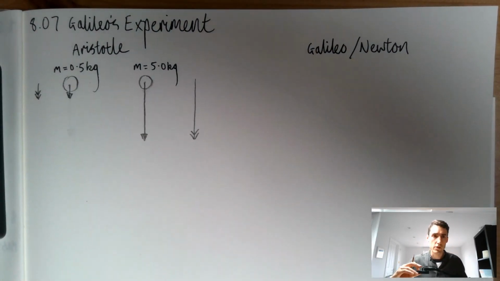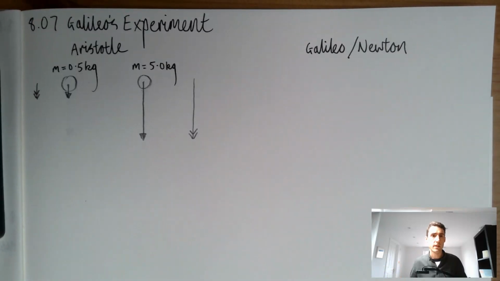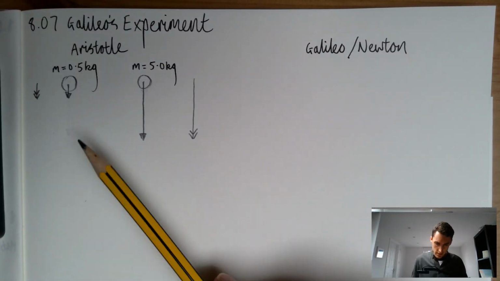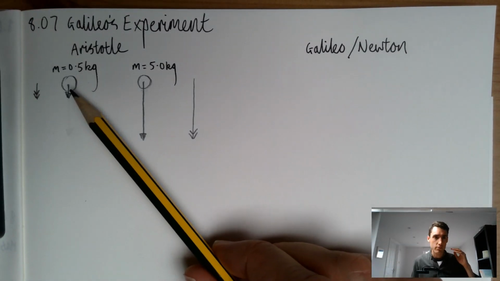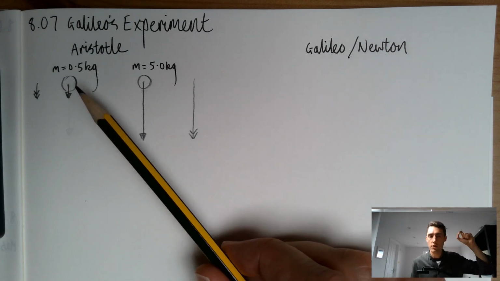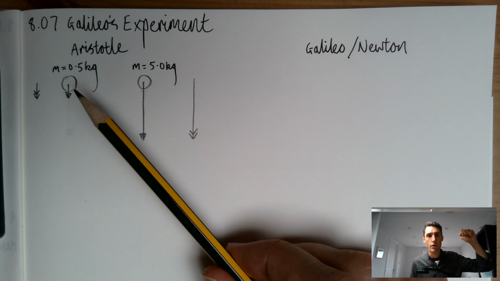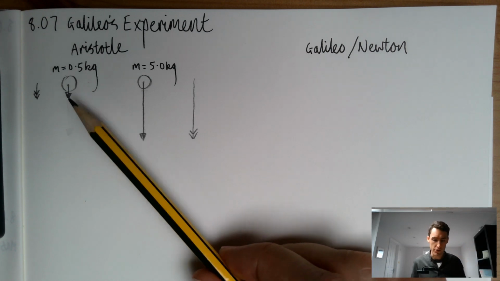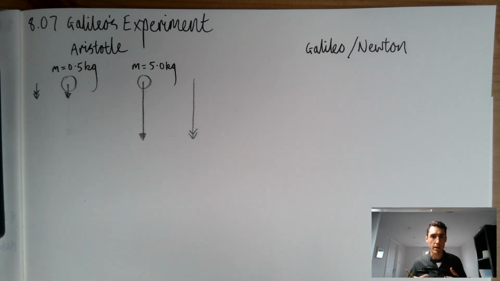What Aristotle actually thought was that objects just hit a kind of fixed speed, and they hit that immediately. So they go immediately from not moving to moving at a constant speed. He didn't really think about it in terms of acceleration, but we can gloss over that.